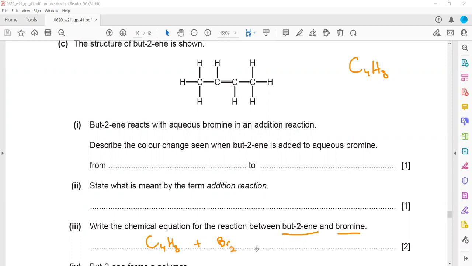And when they combine with each other, this will give rise to only one product because it's an addition reaction. So simply, we add all of them together. So it will be C4H8Br2. So alkene plus bromine will give 1,2-dibromoalkane. Whenever alkene reacts with bromine, an addition reaction always occurs, all the atoms combine with each other, and we get only one product.